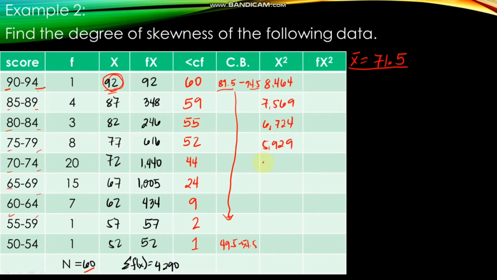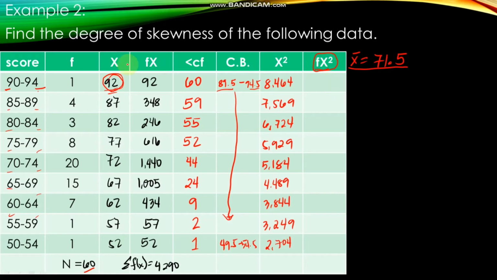And 72 times 72, so that is 5,184. And 67 times 67, that is 4,489. And 62 times 62, that is 3,844. Then 57 times 57, that is 3,249. And last, 52 times 52, that is 2,704.